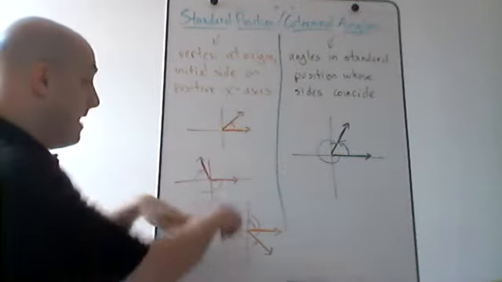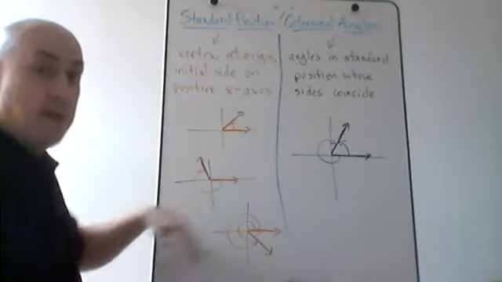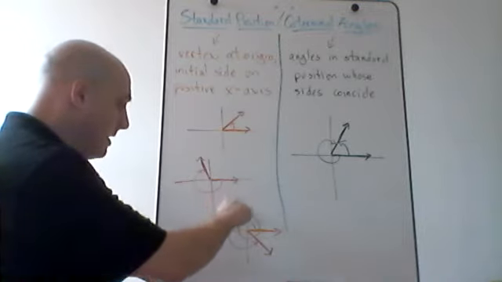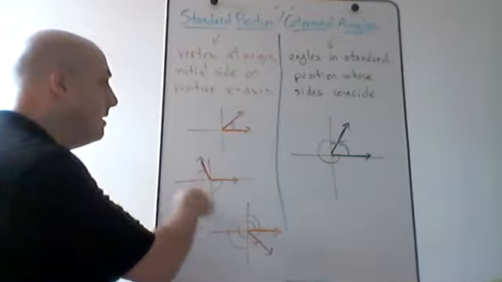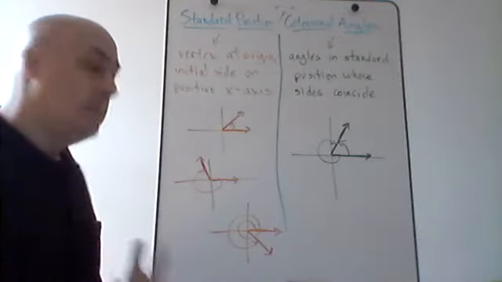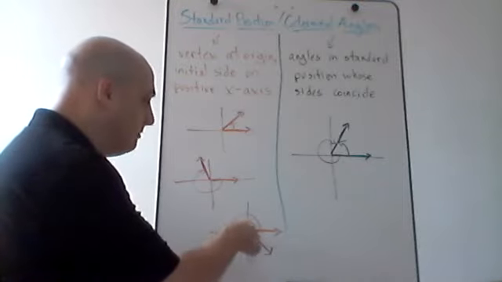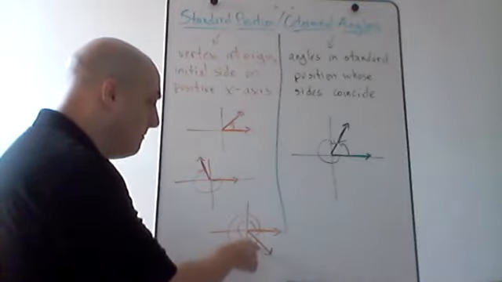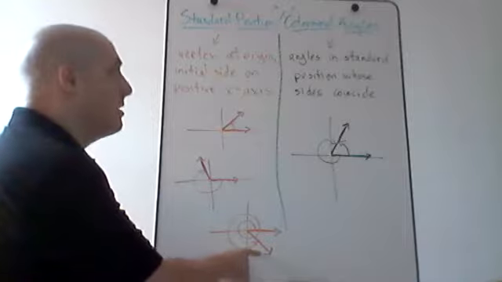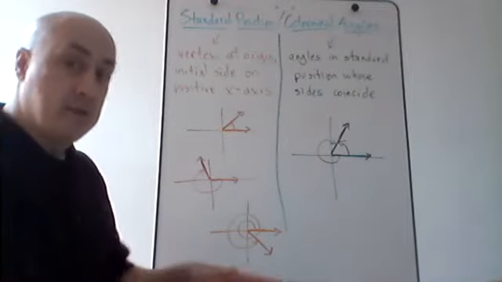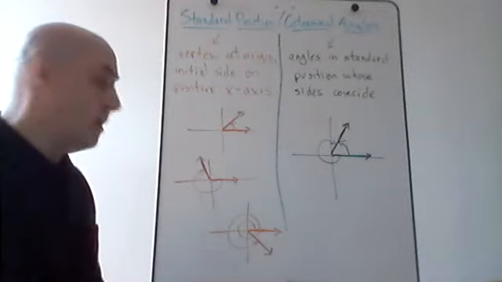Here we have a positive angle in standard position. Here we have a negative angle in standard position. The initial side is on the positive x-axis, but then it rotates clockwise to get up to here. And here we have an angle that does one full revolution and then almost two full revolutions before it gets to what we call its terminal side. The initial side is where you start, the terminal side is where you end up.